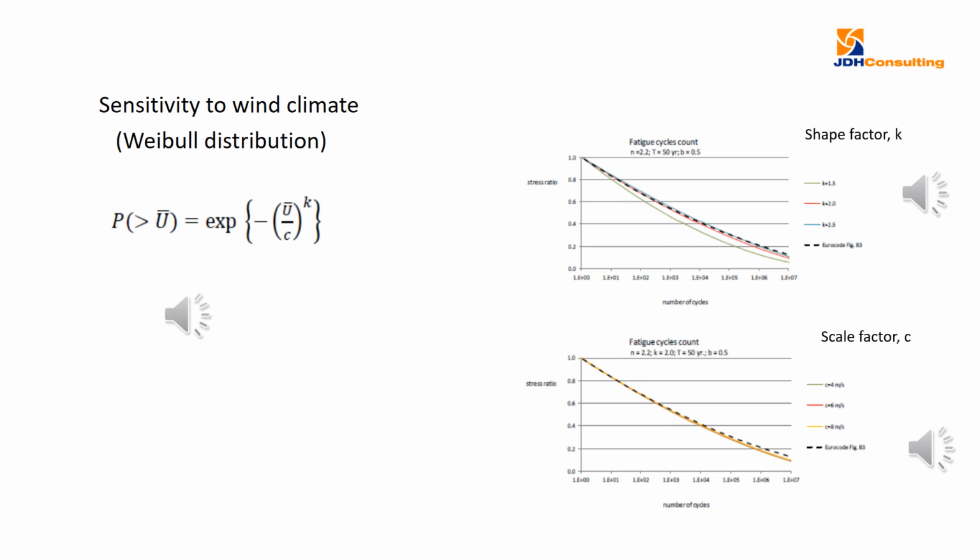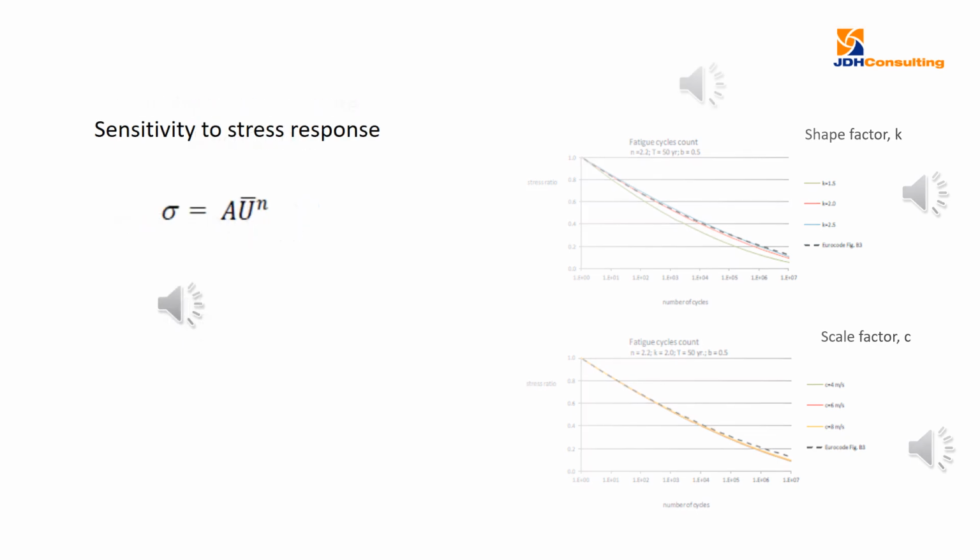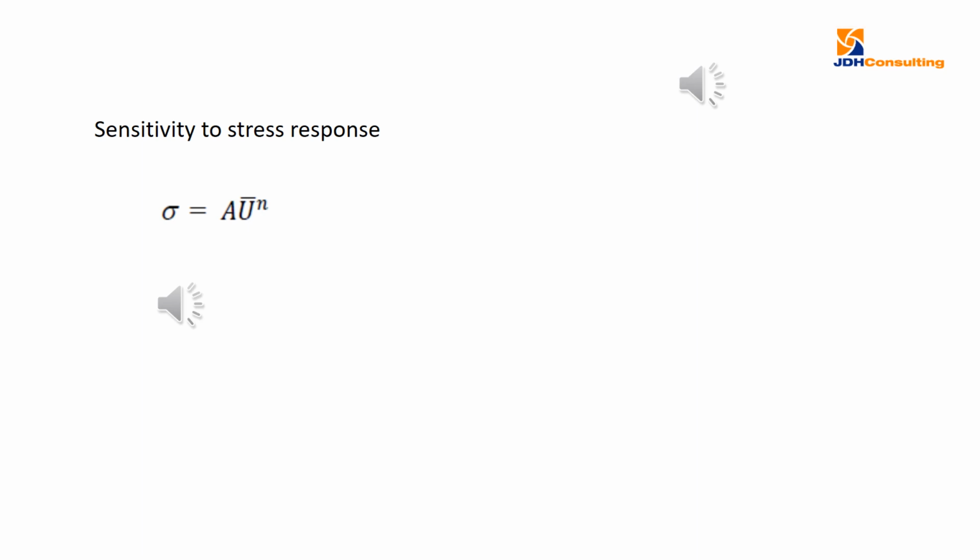The dash line is slightly on the conservative side of the low stress range, but otherwise it's quite a good match. Now this expression shows our assumed relationship between wind-induced stress and the mean wind speed. So it's a power expression with an exponent n.